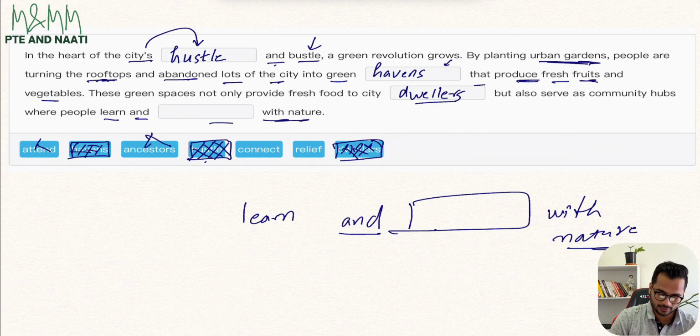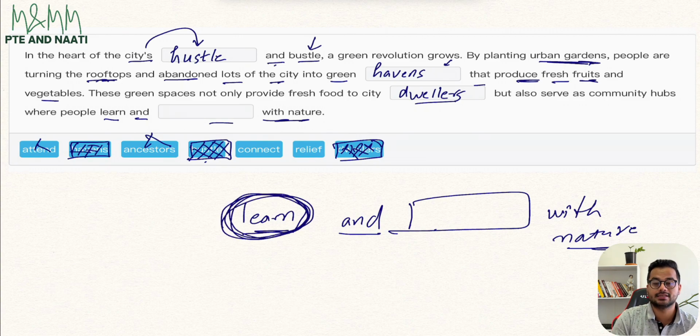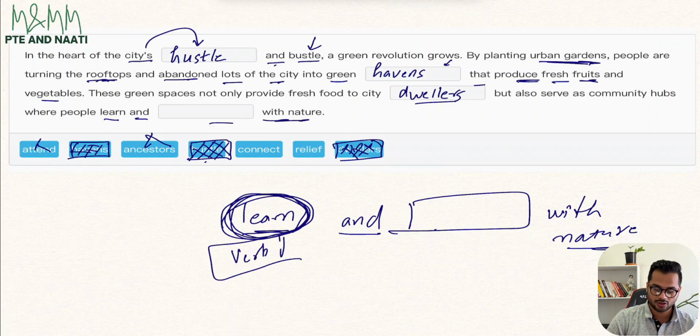Again, it's not logical. And another thing, if you see what type of word it is, learn is a verb. It's an action word, learning something. So we're doing something. So even on the other side of and, we need something action, some verb over here. Ancestors is a noun. It can't be my answer. Relief can't be my answer. We need a verb over here. Connect. Is it a verb?